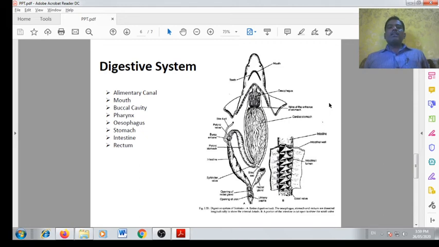At the middle region of the buccal cavity on the floor, a fold of mucous membrane is present. That thick fold is called the tongue. The tongue is neither muscular nor glandular, but it helps in swallowing the food material. Then the buccal cavity posteriorly opens into the pharynx.